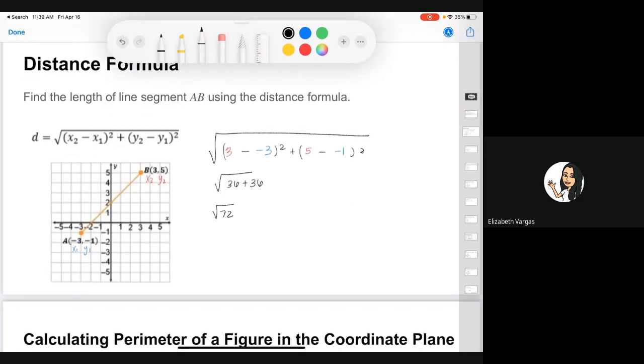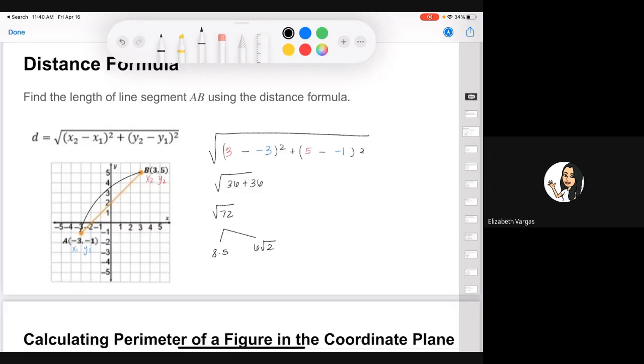I can either go ahead and put this into the calculator and see what I get, which is 8.5, or I can simplify and it's 6 square root of 2, whichever your preference is, but basically that gives you the distance from point A to point B, okay? Any questions still about how to use the distance formula? Or what the distance formula even is?